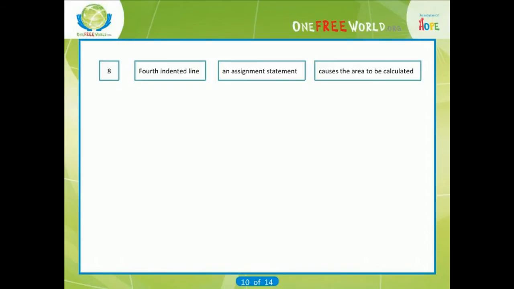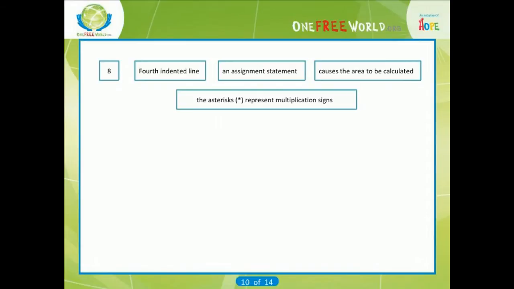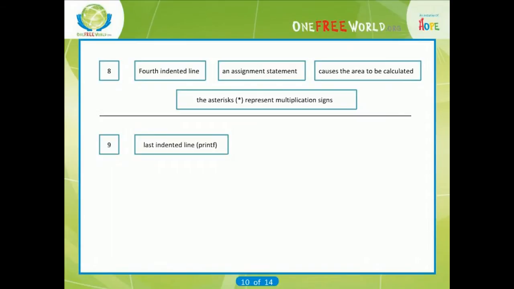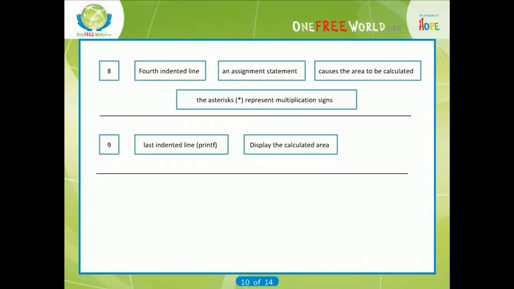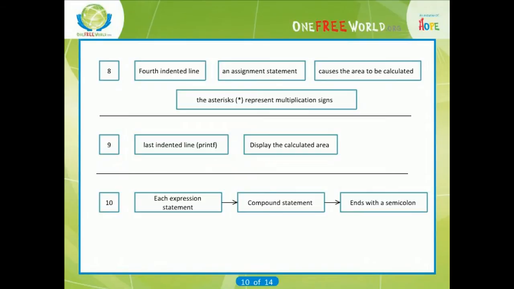The fourth indented line is a particular type of expression statement called an assignment statement. This statement causes the area to be calculated from the given value of the radius. Within this statement, the asterisks represent multiplication signs. The last indented line, printf, causes the calculated value for the area to be displayed. The numerical value will be preceded by a brief label. Notice that each expression statement within the compound statement ends with a semicolon. This is required of all expression statements.